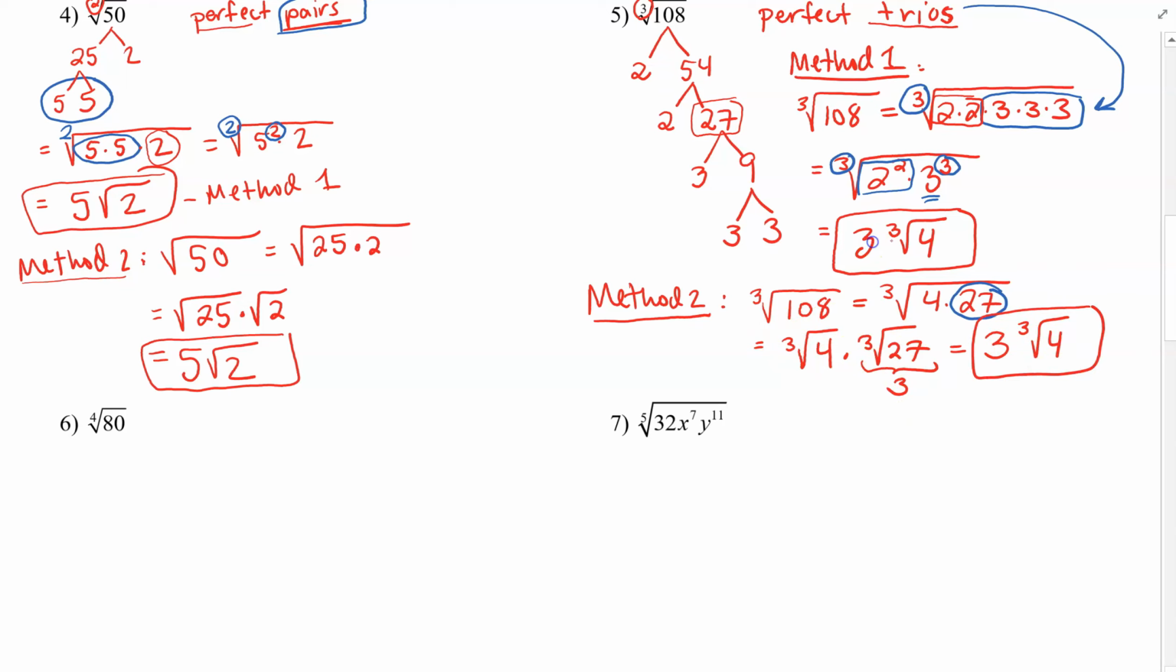Either way, you should end up with a 3 outside of the cube root and a 4 underneath the cube root, and the answer is the product of the perfect root times the radical with the remaining factors inside.